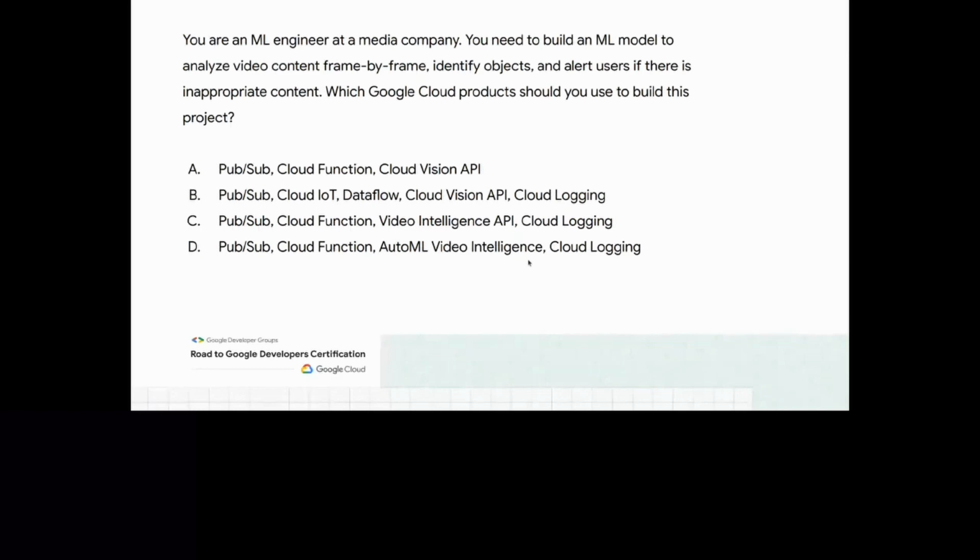So you are an ML engineer at a media company. You need to build an ML model to analyze video content frame by frame, identify objects, and alert the user if there is inappropriate content. Which Google Cloud products should you use to build this project? Pub/Sub shows up in all of them.